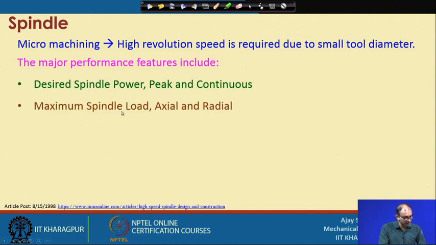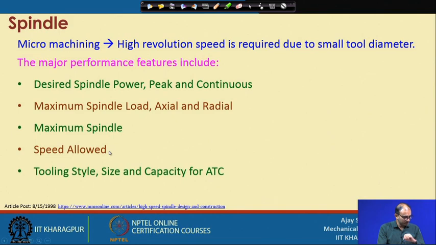Next, the maximum speed and spindle load, axial and radial. When you are doing a drilling operation, mostly you encounter axial loading only. But when you are machining with a milling machine or doing slot cutting, at that time you will encounter axial as well as radial load. Then the maximum spindle size and the speed allowed. How much is the speed allowed? Because everything depends on the load, the power setting and other things.